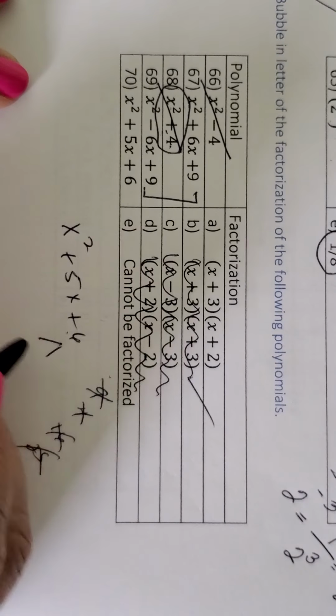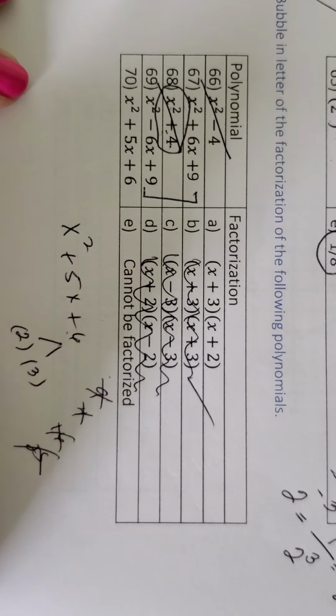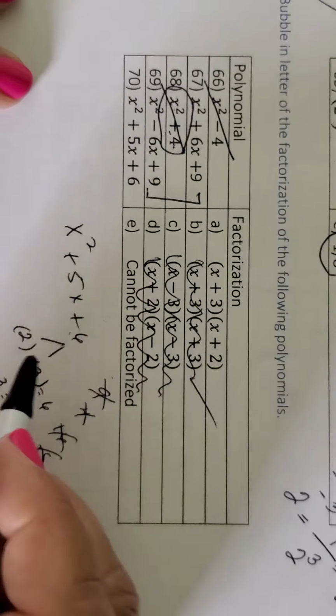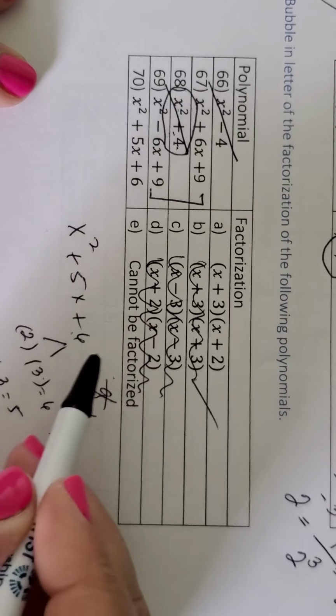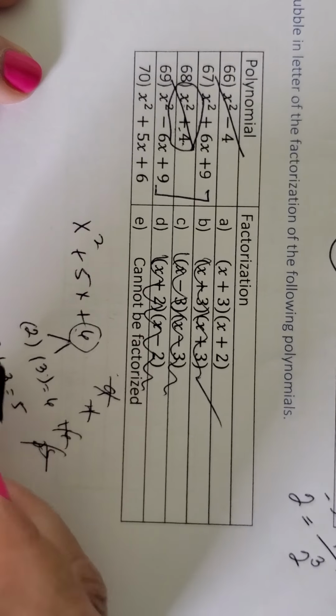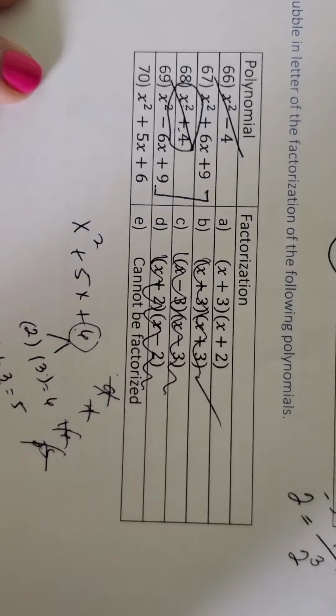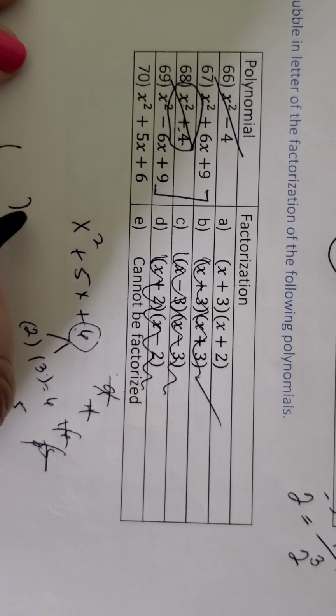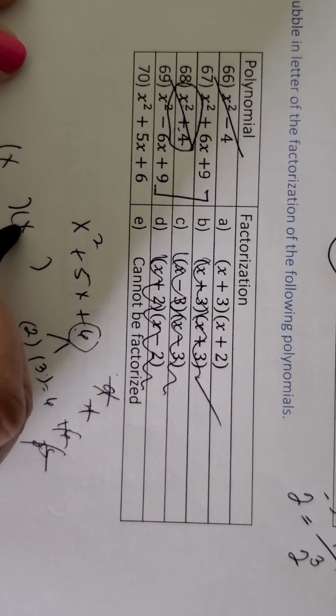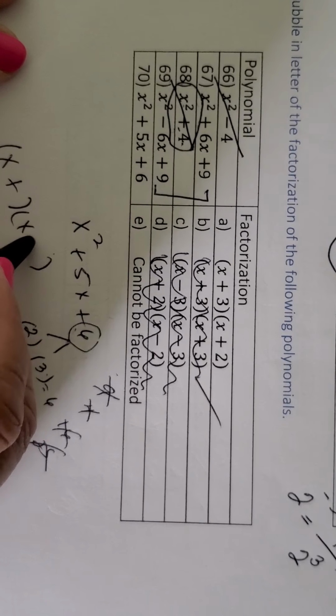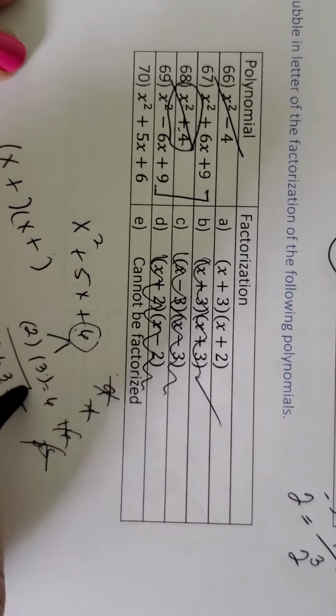So you say, what two numbers multiply will give you 6 and added will give you 5? Which two numbers multiply will give you this one, but when you add them, will give you the middle term? Well, it is 2 and 3. So I put here parenthesis, parenthesis, x, x. This is a plus. It's going to be plus, plus. And then I have here 2 and 3.